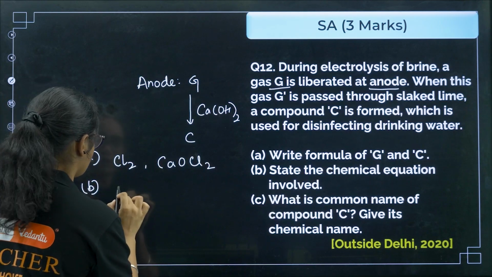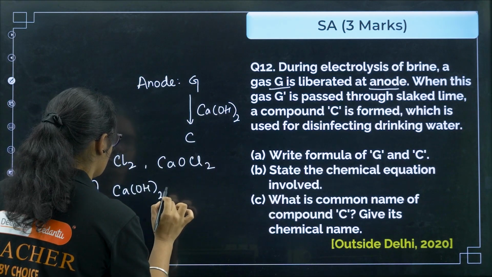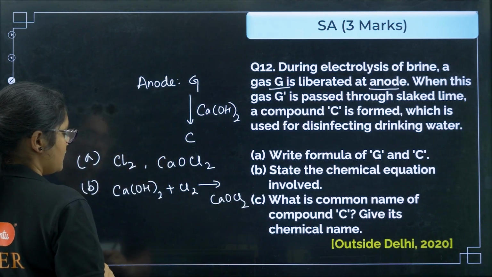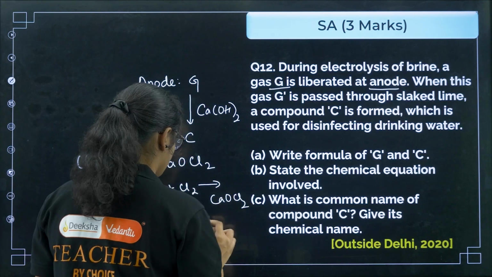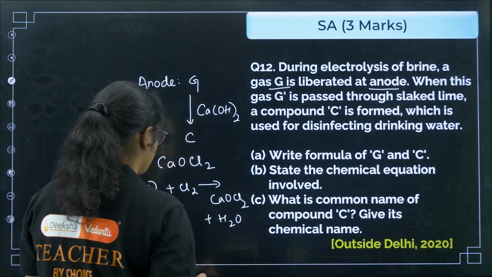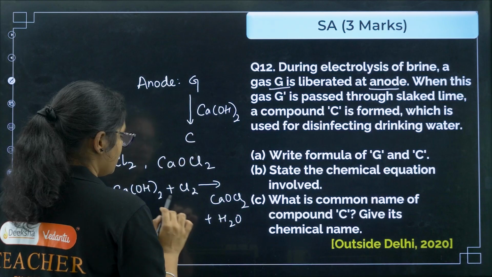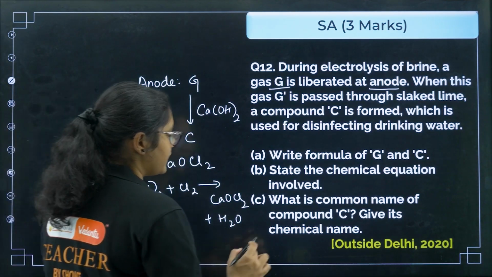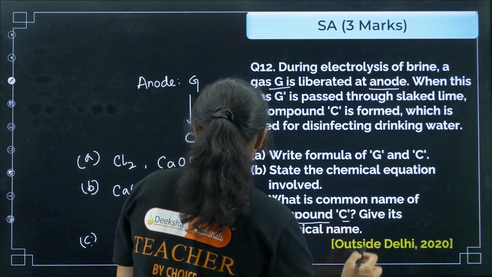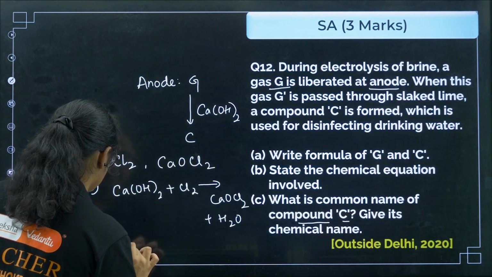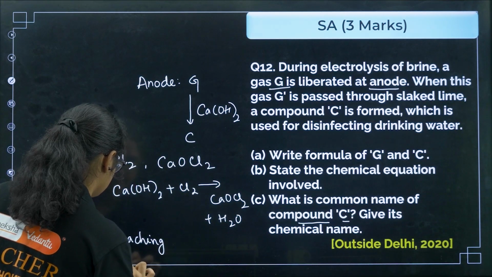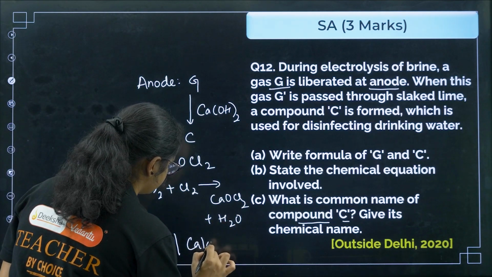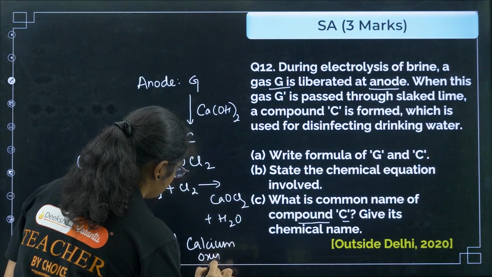Next question B is state the chemical equation involved. So the chemical equation involved here, you can write down Ca(OH)2 plus Cl2 gives you CaOCl2 plus water. Now if you see calcium is there, 2 hydrogen, 2 chlorine and then 2 oxygen. It is already balanced. Next, what is the common name of the compound C? The common name of the compound C is bleaching powder, right? And what is its chemical name? Chemical name is calcium oxychloride.